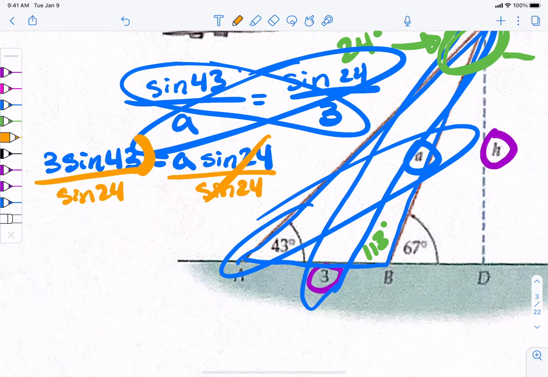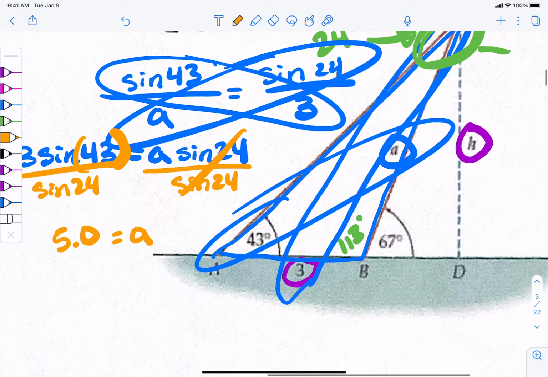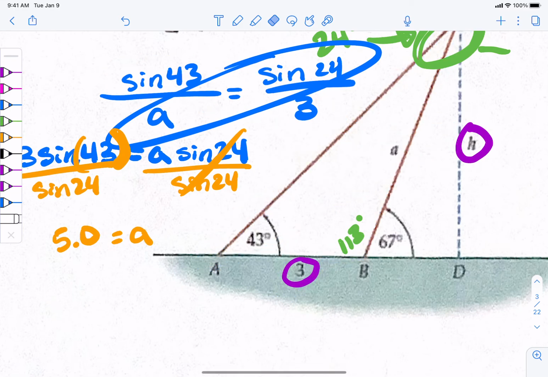Make sure you close off your parentheses after the 43. 5, exactly? No. 5.03. 5.03, 5.0, we'll just go 5. Sure, I like it. A is 5. Awesome. I'm going to erase some stuff. All right. A is 5.0, or just 5.